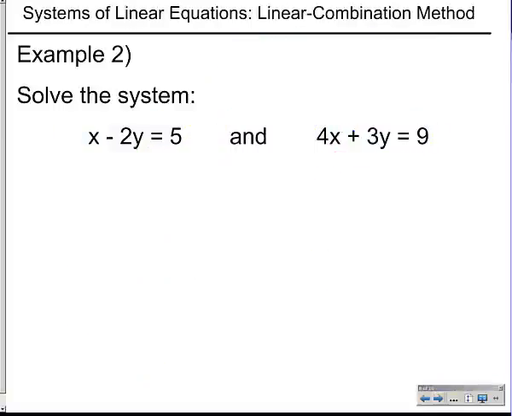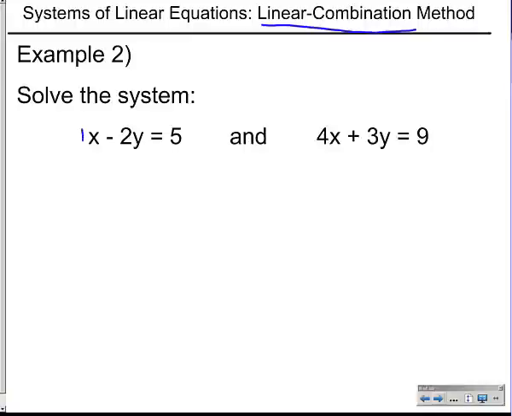Example 2, you'll see we have exactly the same system of equations. However, we're going to use the linear combination method. That means we're going to make the variables cancel out by adding or subtracting the equations together. In order for the variables to cancel out, one or the other, but not both, we have to make sure the coefficients are the same. Well, let's look at the x's. Those are the easiest ones.